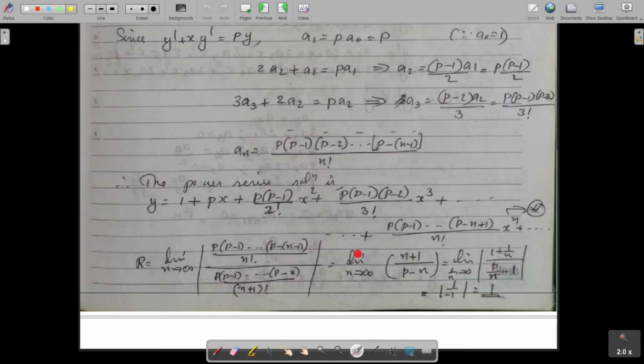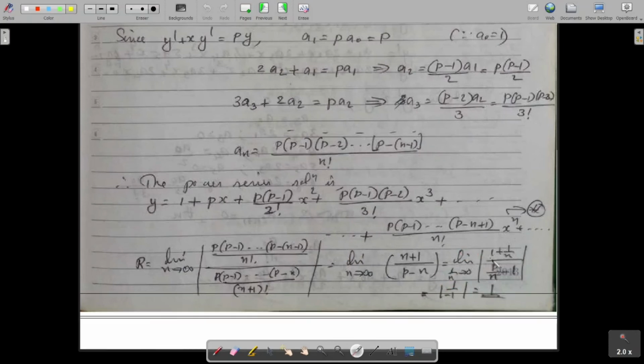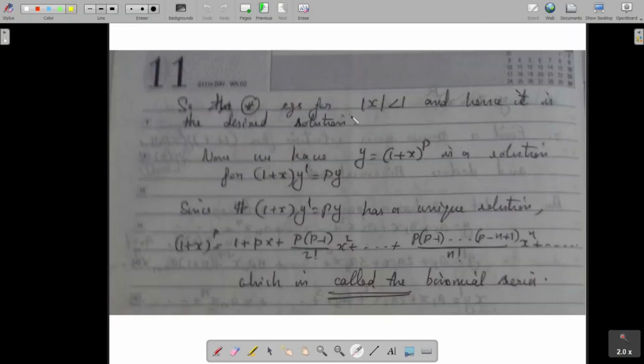Since it's a limit at infinity, you have to divide each term by n here. So we may express it as modulus of (1 plus 1 by n) by (p by n minus 1). You divide all the terms here with n by n. So when n tends to infinity, 1 by n tends to 0, and p by n tends to 0, and what remains is the limit equal to 1 by 1, that is equal to 1. So here the radius of convergence equal to 1. That means that the power series converges for mod x less than 1 and it diverges for mod x greater than 1. Hence it is the desired solution.